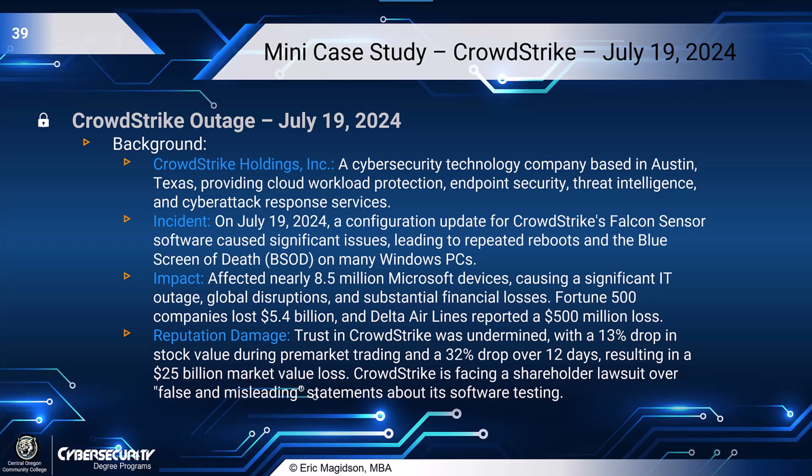So what happens? Fortune 500 companies lost 5.4 million. Delta Airlines reported 500 million. Now everybody's suing CrowdStrike, but let's be clear.